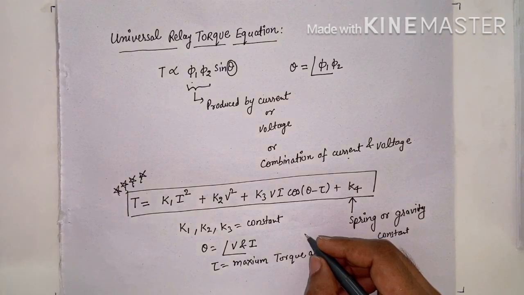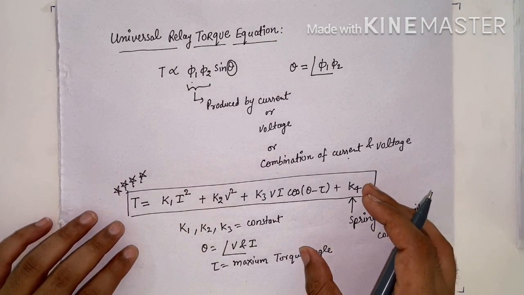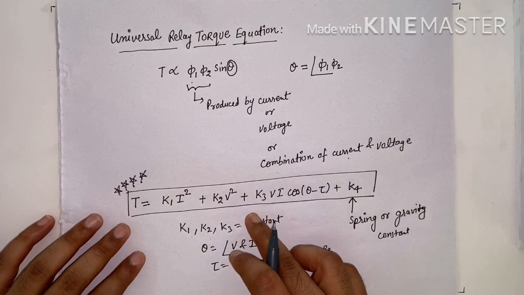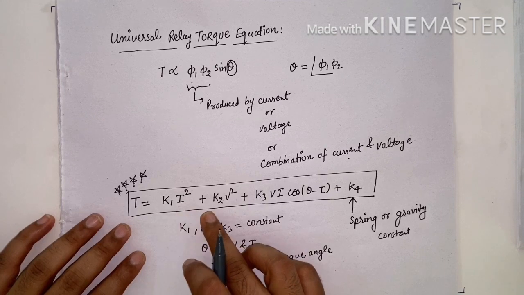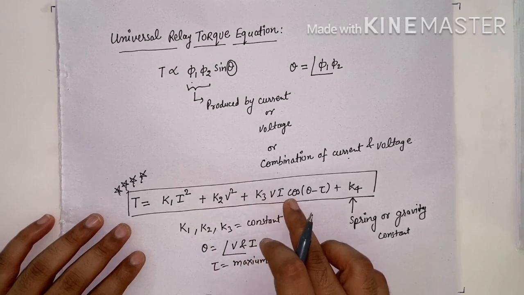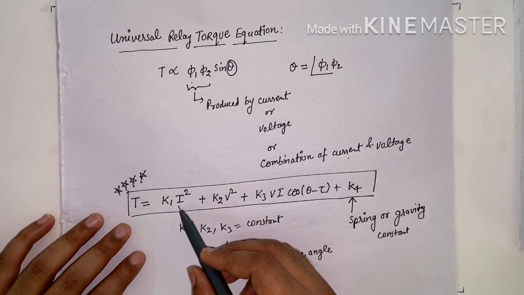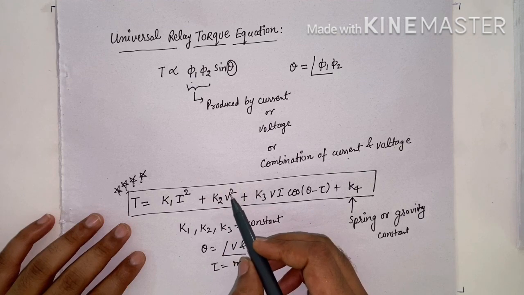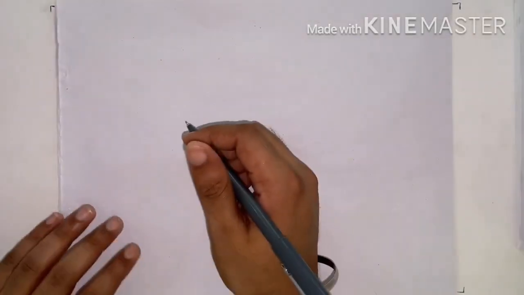In the distance relay we will use this universal relay torque equation, that is K1 I square plus K2 V square plus K3 VI cos of theta minus tau plus K4. Here I is the relay current and V is the relay voltage. Now we will categorize the values of the constants.